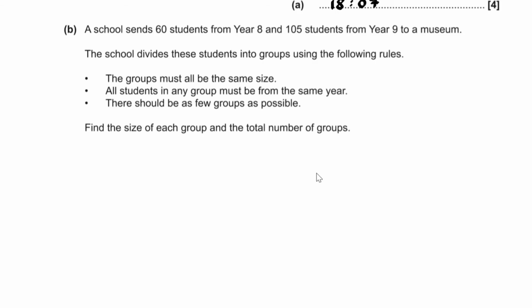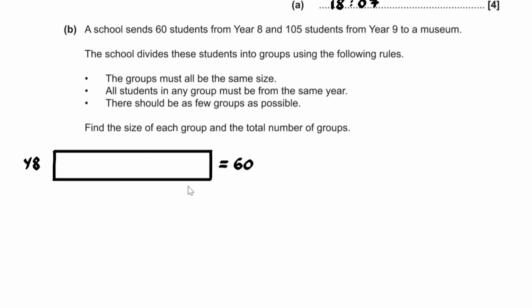For part B of the question, a school sends 60 students from year 8 and 105 students from year 9 to a museum. The school divides these students into groups using the following rules. The groups must be the same size, and all students in any group must be from the same year. There should be as few groups as possible. We've defined the size of each group and the total number of groups.